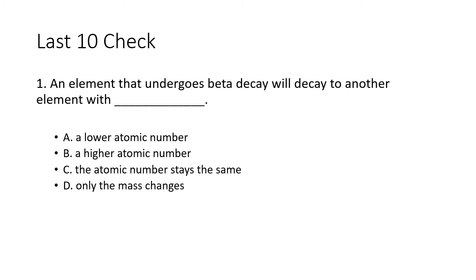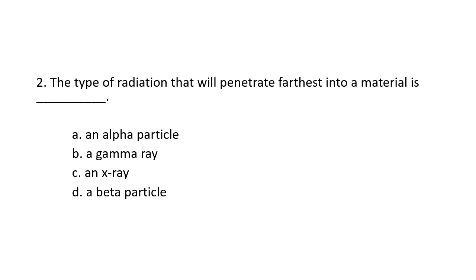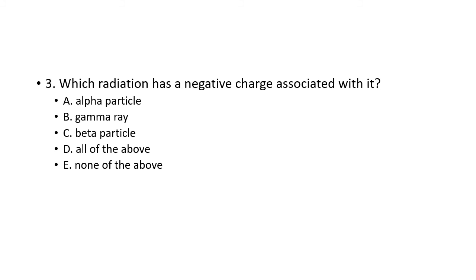So let's do a couple practice questions. Number one, an element that undergoes beta decay will decay to another element with, that is right, B, a higher atomic number. Number two, the type of radiation that will penetrate farthest into a material is pure energy or gamma rays. Which radiation has a negative charge associated with it? This would be one that is an electron. Thus, it's a beta particle.